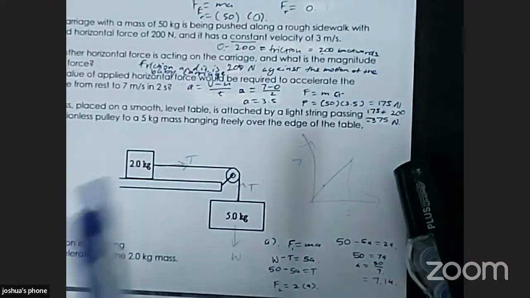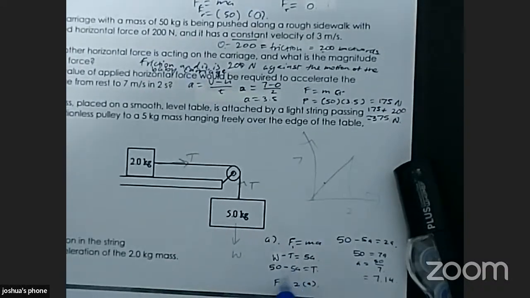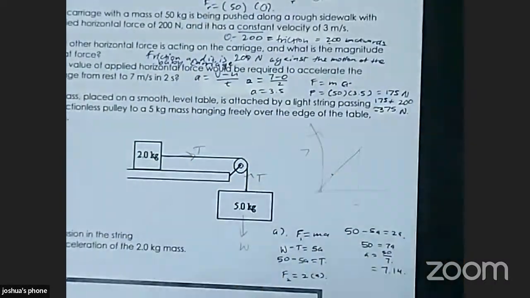F2 is 50 minus 5a, no? No, F2 is just T. It's equal only to T. Yes, T equals 2A. That would be correct physics. You have to get that correct. Right, never mind. Once you do that, the math is easy, but your physics must be correct.